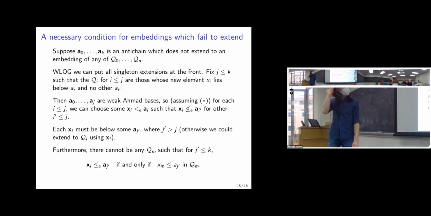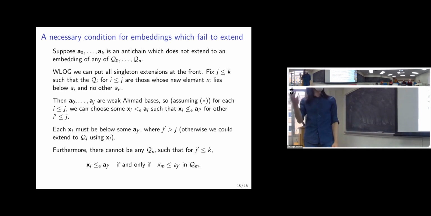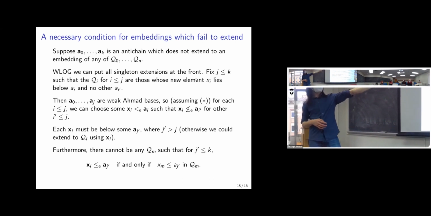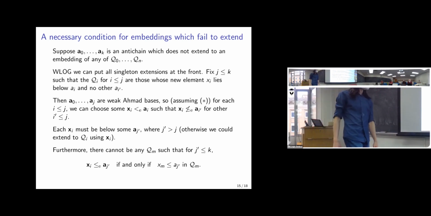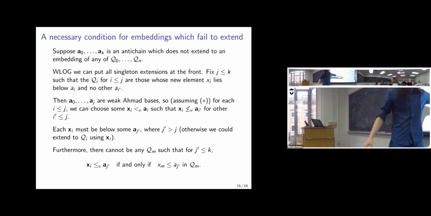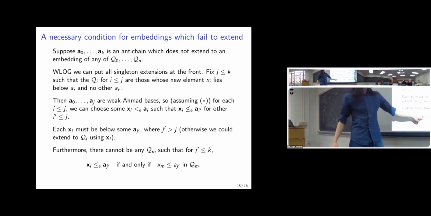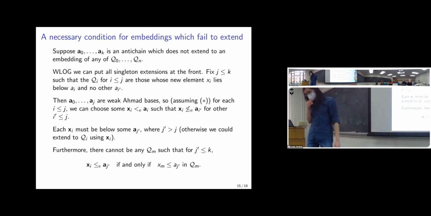Furthermore, we could consider the other QMs as well. So far, we've just been considering each of the singleton extensions QI, but how about the non-singleton extensions? Well, now they cannot be, right? So we cannot extend to an embedding of QM by using xi. So this equivalence cannot be true. That's just a rephrasing of that statement.